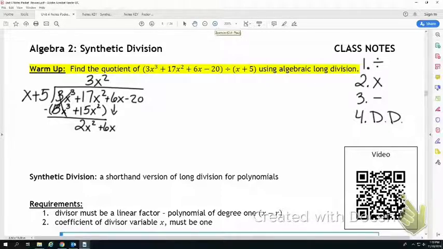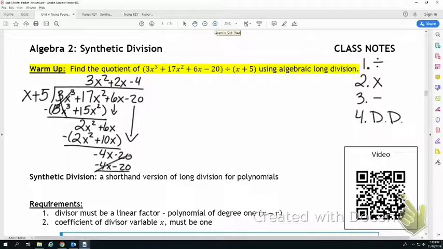So 2x squared, I'll go through this a little bit quicker. Divided by x is 2x. 2x times x plus 5. I subtract. And then I go through it all one more time. And that cancels. Okay, so make sure you know how to do that process.